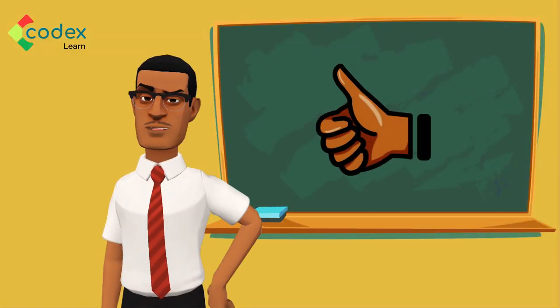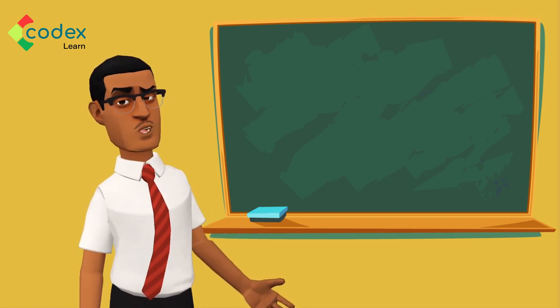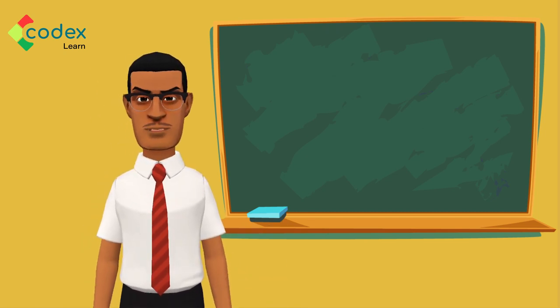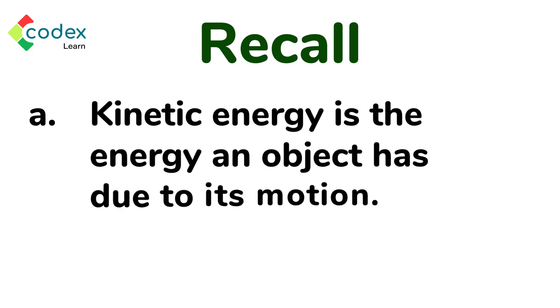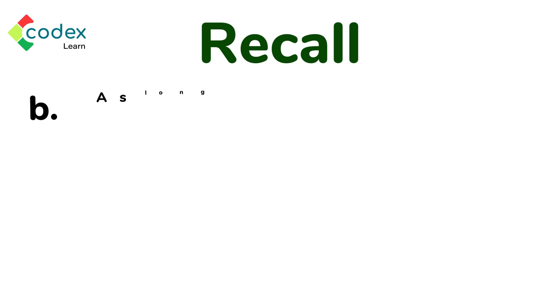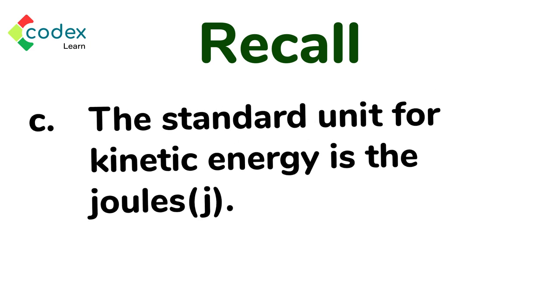That was great, right? Did you learn something new like I did? Well, I'm glad about it. But before we finish up the lesson, let's remind ourselves about some of the important things we've learned so far. A. Kinetic energy is the energy an object has due to its motion. B. As long as an object is moving at the same velocity, it will maintain the same kinetic energy. The standard unit for kinetic energy is the joule, J.